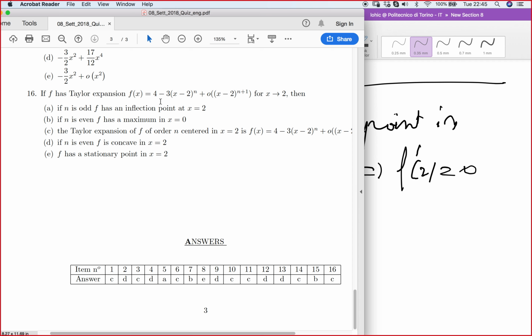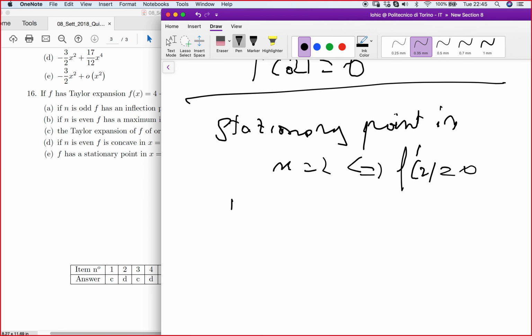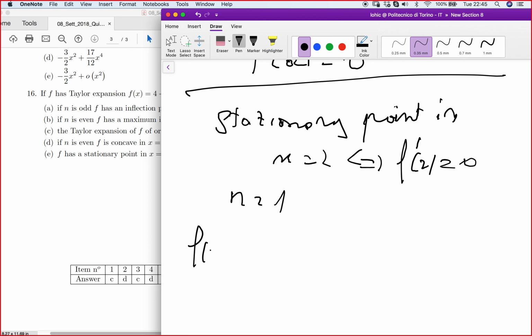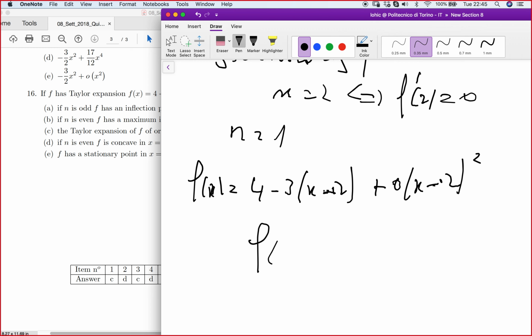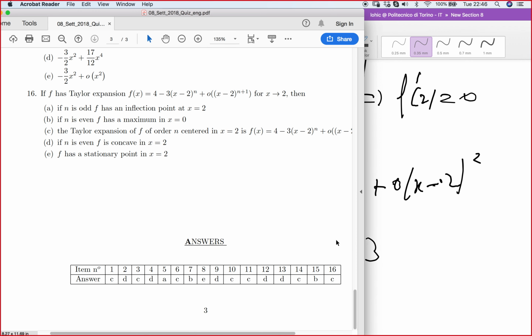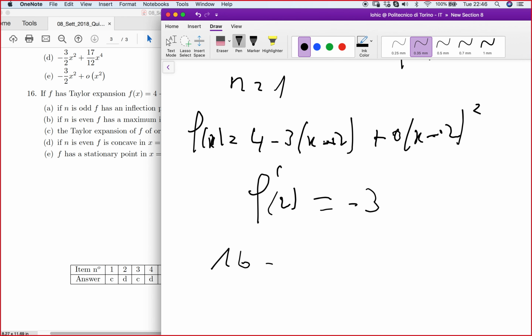Is it true that the first derivative, whatever is the value of n you take, will always be equal to 0? No, because if I take n equal to 1, the Taylor expansion will be f of x equal to, as we saw, 4 minus 3 times (x minus 2), yes or not, plus little o of (x minus 2) squared. This means that the first derivative f prime of 2 is minus 3, yes or not? So this concludes this MCQ, and thus the answer of number 16 was C, right?